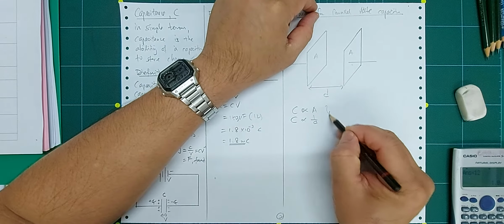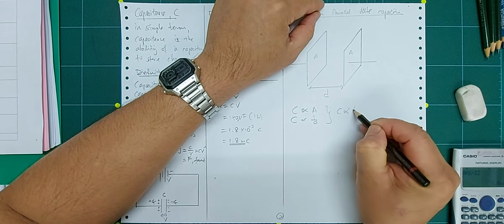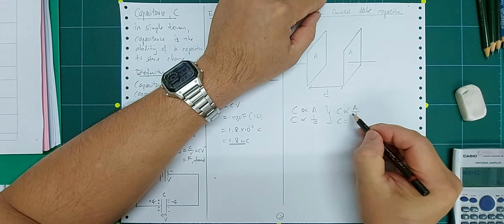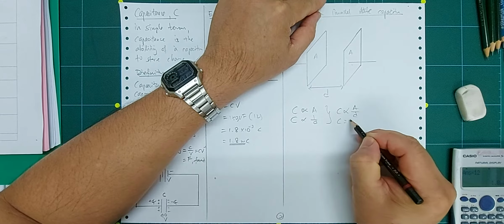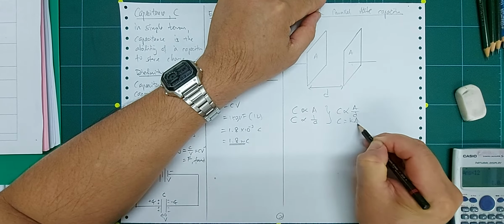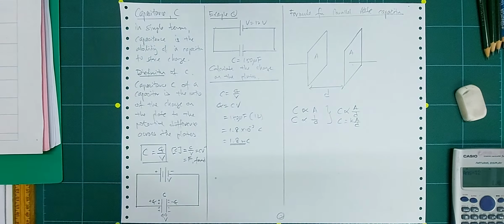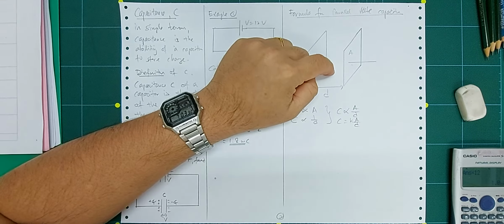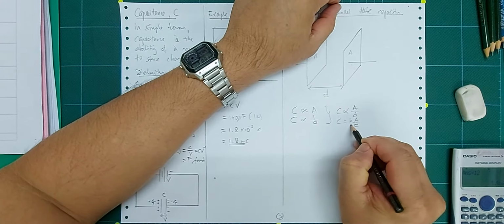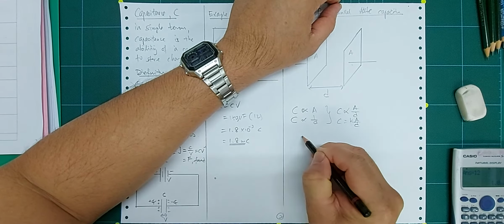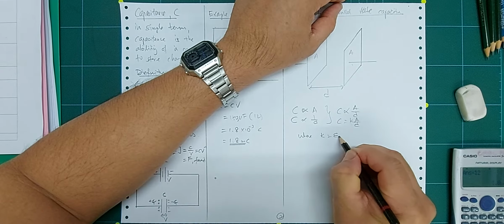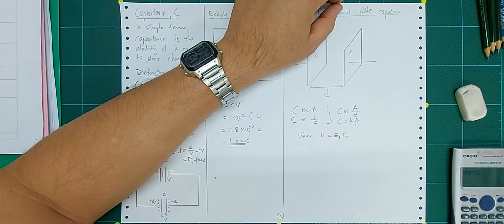So when we combine both of them, we get C directly proportional to A over D, and when we form an equation, we have a very special value in front. This value here is called K, K A over D. And what is K? K is actually the dielectric constant for the material you use. So our K here is quite simple as well, where K is equal to epsilon R epsilon naught. It depends on two things.